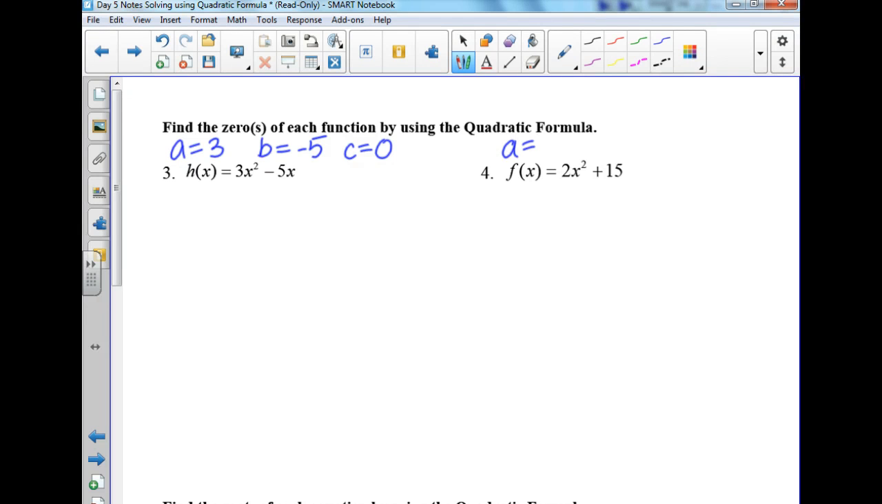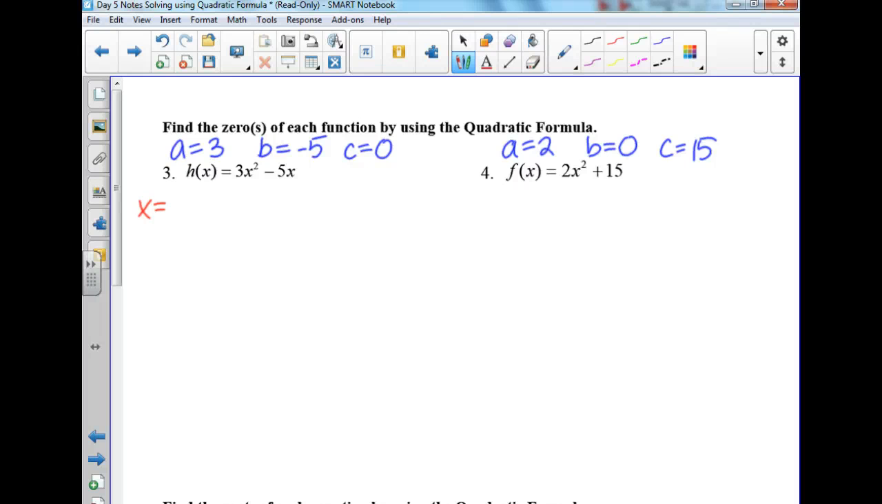What does A equal? 2. What does B equal? 0. And C? 15. So sometimes people get to this one right here, and they just automatically think, oh, 15 is the second number, so then B is 15, C is 0. So make sure you just pay close attention. B has to have an x with it. So let's plug it in.